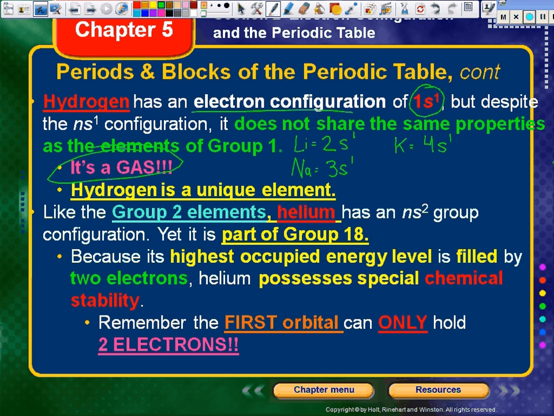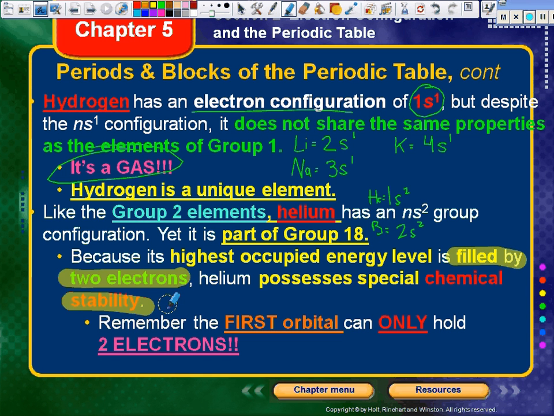So, like group 2 elements, helium has an ns2 configuration. Again, if you look at helium, it would be 1s2. And if you go down, if you look at beryllium, beryllium is 2s2, and I could continue on. Magnesium's 3s2. So its electron configuration matches. That's why we have to move it. However, this is the important thing. The highest occupied energy level is filled by 2 electrons, therefore it is stable. So what groups are stable? The noble gases, and that's it. Okay. Remember, the first orbital can only hold 2 electrons. That's exactly why we leave it over there in noble gases.